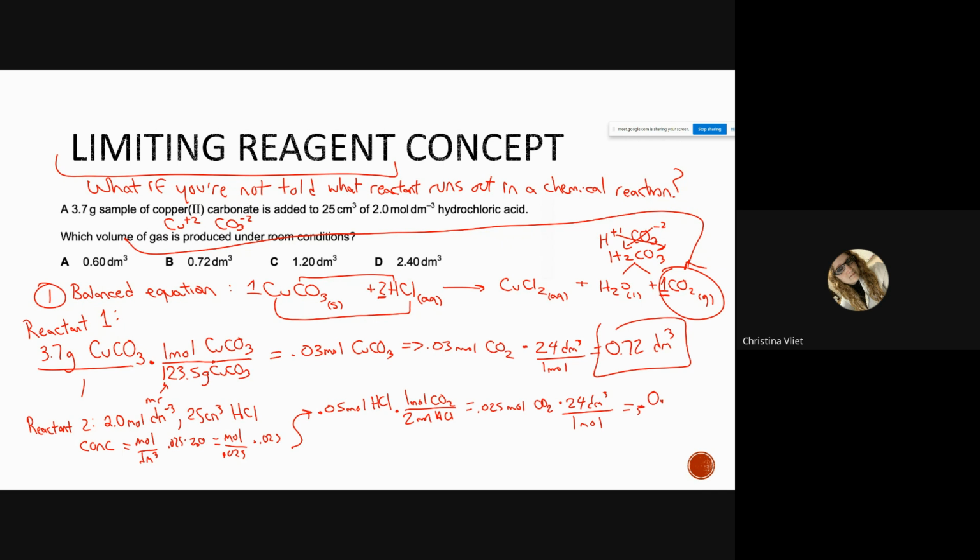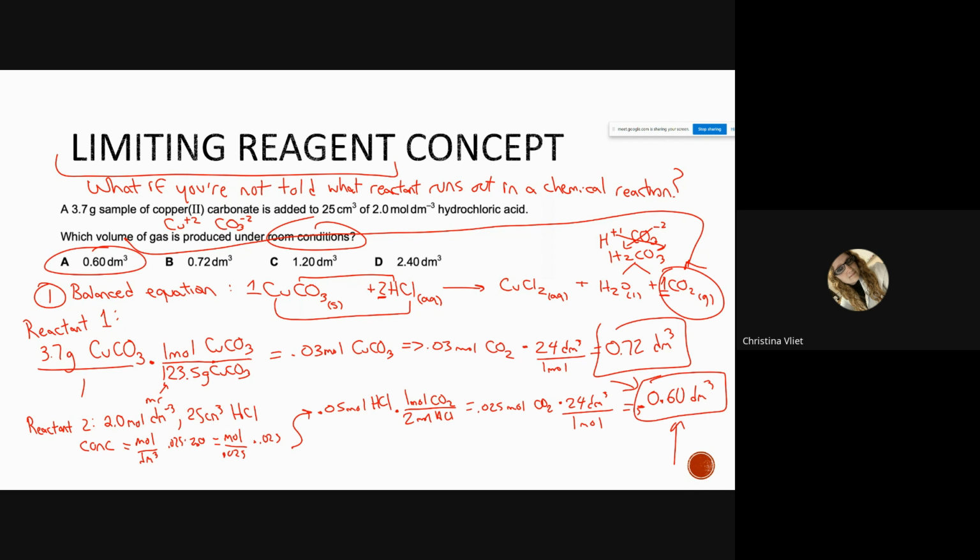Because it's told to you here. Well, it's not told in this one. It's not? No. Yes, it is. Room conditions. So you could look at the thing in the back and say it's 24 because it's room conditions, not standard. 0.60. And which of these two amounts is less? 0.6. Which means that the answer is A.